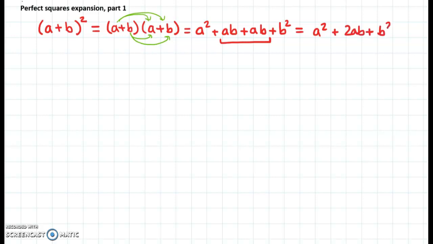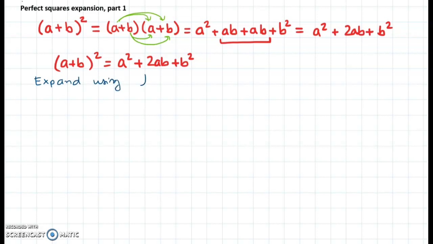So each time we need to expand the perfect square, we could apply the distributive property and then collect the terms. Or we can use the formula we have over here that says, I'm writing it again, a plus b, all of that squared, is the same as a squared plus 2ab plus b squared. Let's see some examples. So we want to expand using this formula.